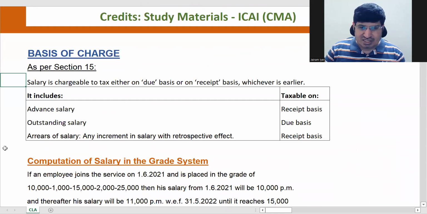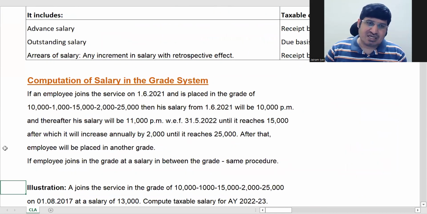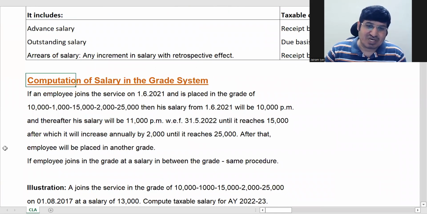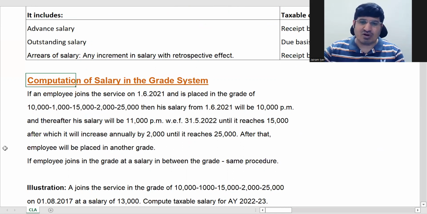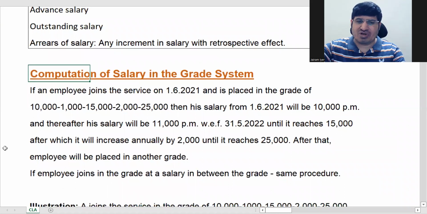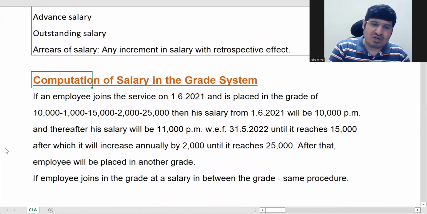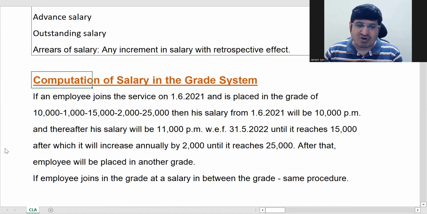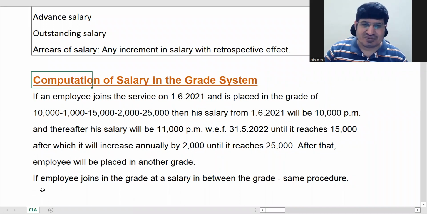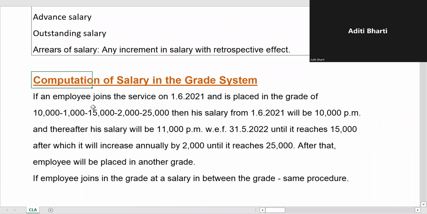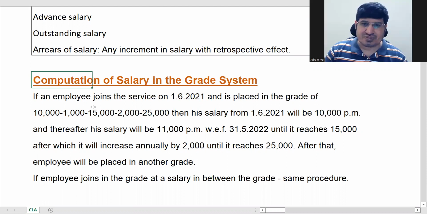Now we will see one interesting thing. Okay, the computation of salary in grade system. Okay, so this is applicable to government. Okay, so non-government employees would not know too much about it, but many people know about grades because at least maybe some of your parents, relatives, someone would have been in a government job, so they talk about grades, correct? So this is called a grade.